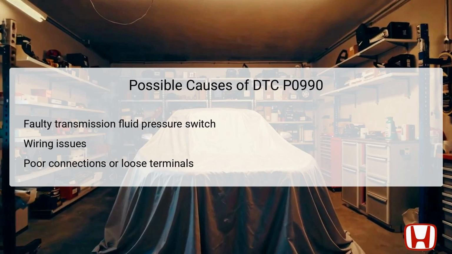Several factors can result in the triggering of DTC P0990. The most common cause is a faulty transmission fluid pressure switch, which may fail to provide accurate readings, leading the PCM to determine there is a fault in the system. Additionally, wiring issues such as frayed or broken wires can cause the signals to be misread or not transmitted at all. Poor connections or loose terminals between the transmission fluid pressure switch E and the PCM may also result in intermittent signals, causing the system to register this high circuit fault.